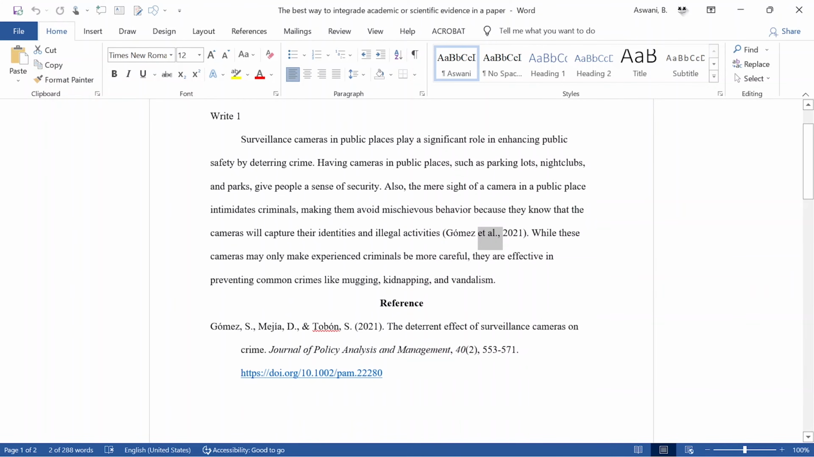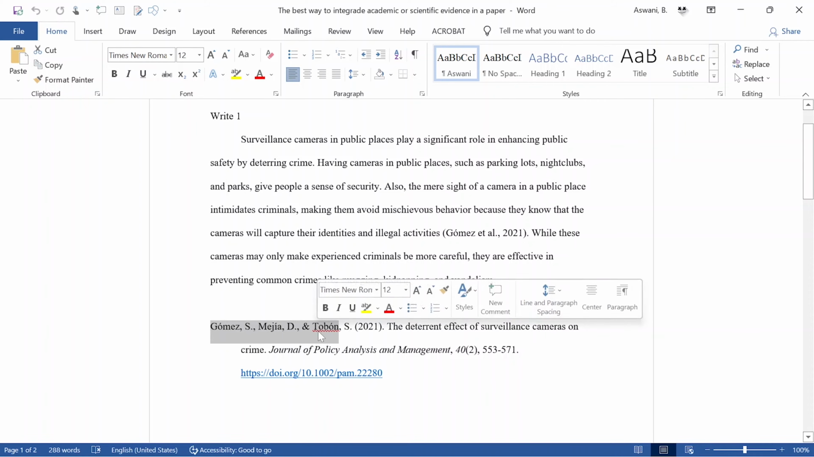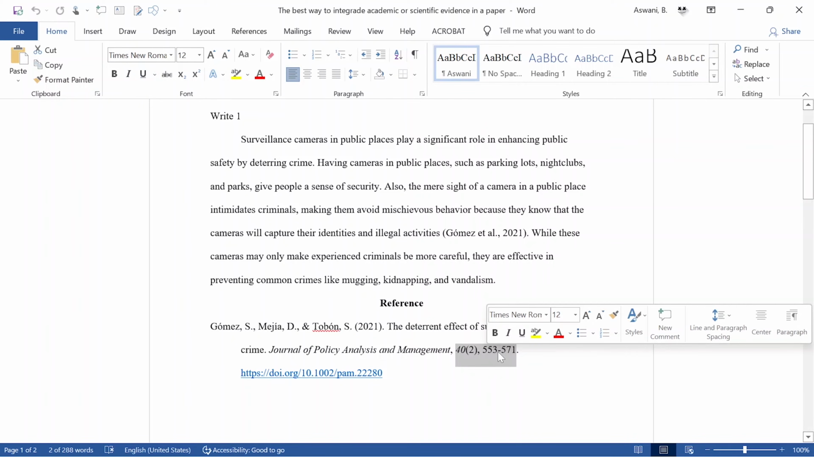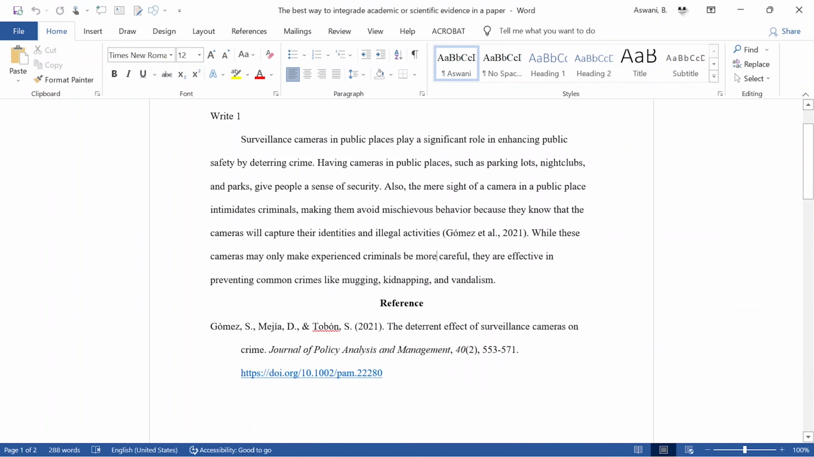So while these cameras may only make experienced criminals be more careful, they are effective in preventing common crimes like mugging, kidnapping, and vandalism. So of course now the full bibliographic information is here, which includes the author's names, the year it was published, the title of the document, journal name, and journal information like volume and page numbers, okay? So here, to be honest, there's no integration of this evidence. This writer, rather, has not integrated this citation within this story. They have just cited it, just included it there.